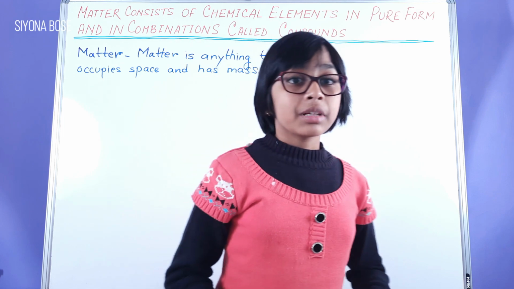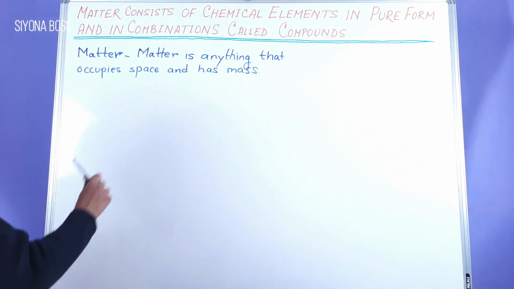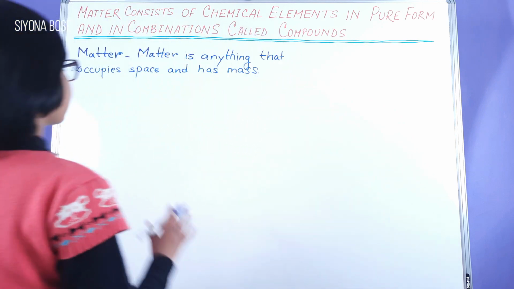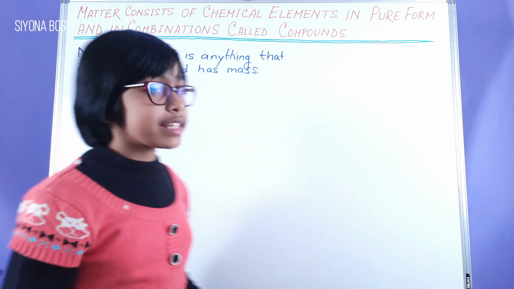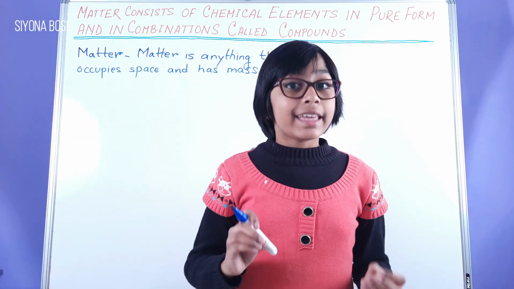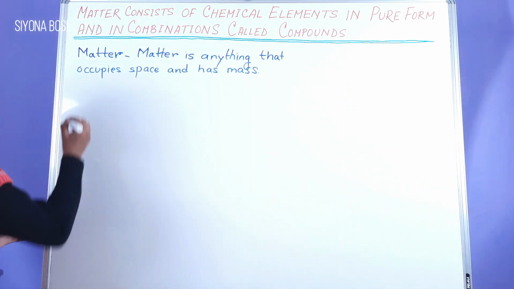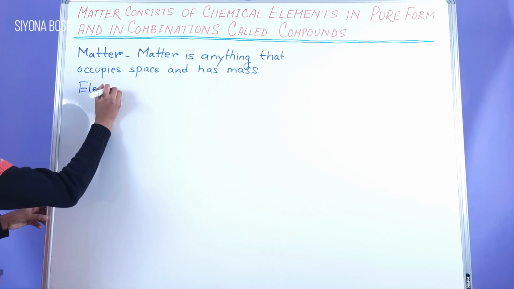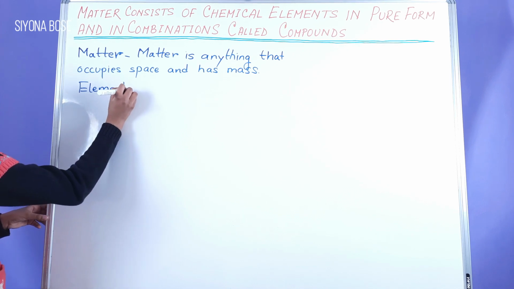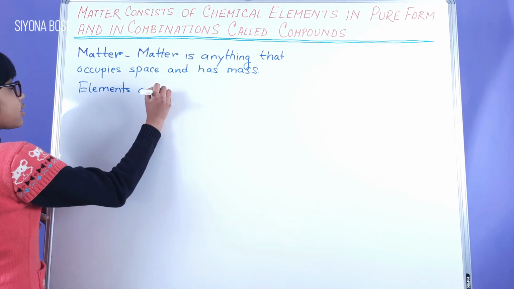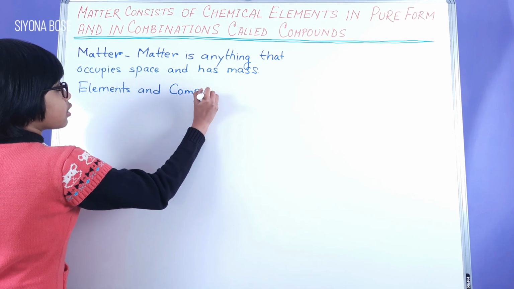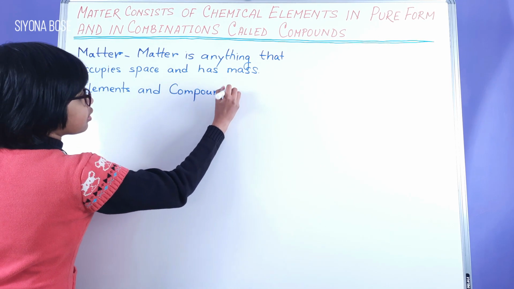That is matter. Now, we will talk about how it consists of chemical elements in pure form and combinations called compounds. We will discuss elements and compounds. This is the elementary stuff in chemistry. Elements and compounds.